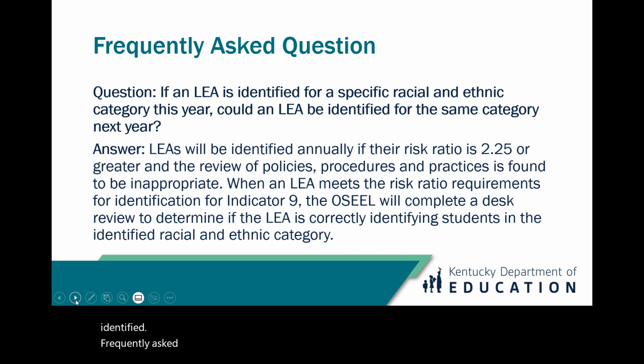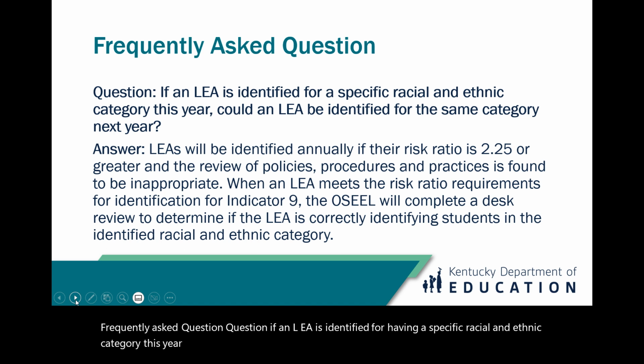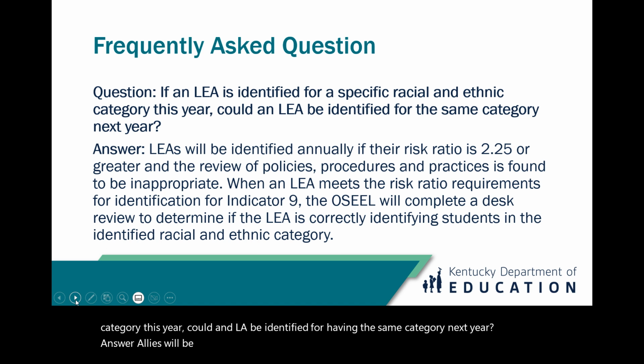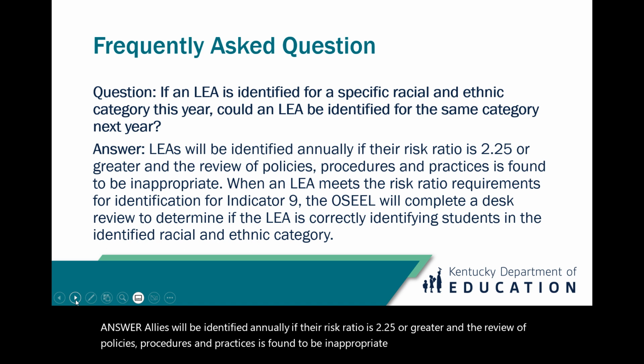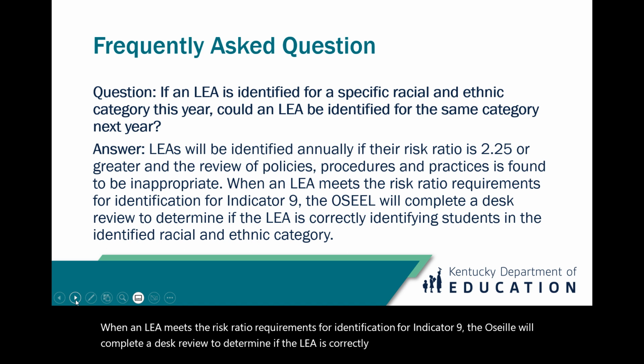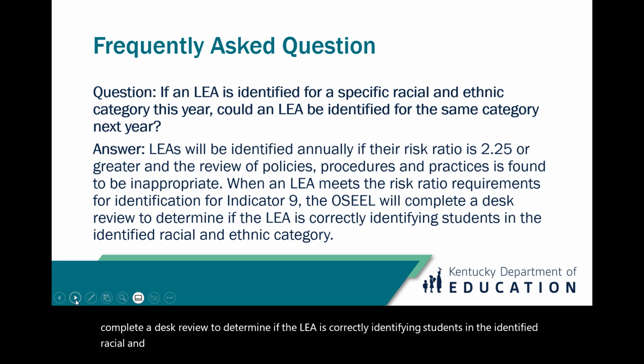Frequently asked question. Question. If an LEA is identified for having a specific racial and ethnic category this year, could an LEA be identified for having the same category next year? Answer. LEAs will be identified annually if their risk ratio is 2.25 or greater and the review of policies, procedures, and practices is found to be inappropriate. When an LEA meets the risk ratio requirements for identification for Indicator 9, the OSEAL will complete a desk review to determine if the LEA is correctly identifying students in the identified racial and ethnic category.